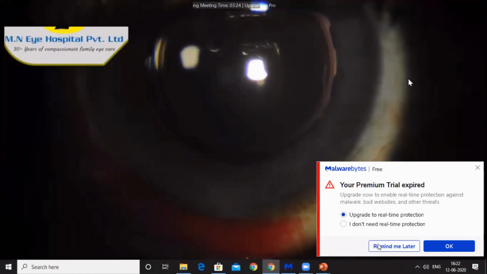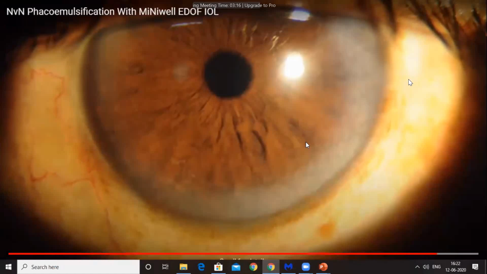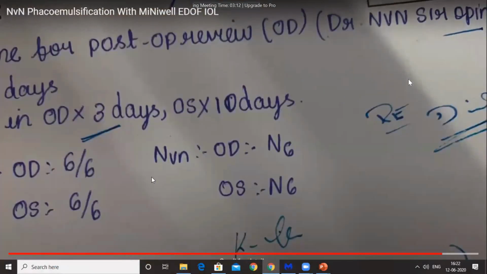Here is the postoperative picture showing the clear cornea and a well-set lens in the bag. This is the one-week postoperative picture of the same eye. Here you can see the patient is having a good distance and near vision.